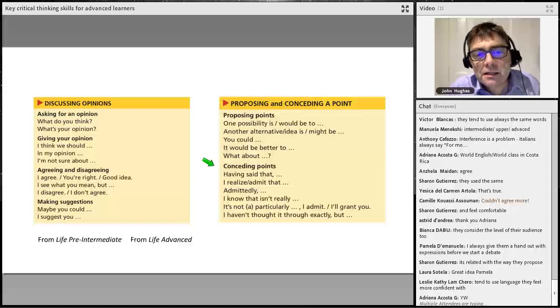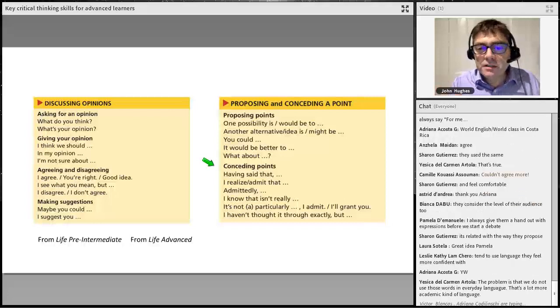And so they need this higher level kind of language. It's tentative language, it's hedging language, it's discussion language with more subtlety. So I think that's what we need to work on with advanced learners.